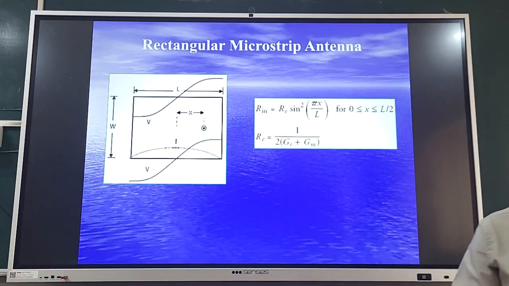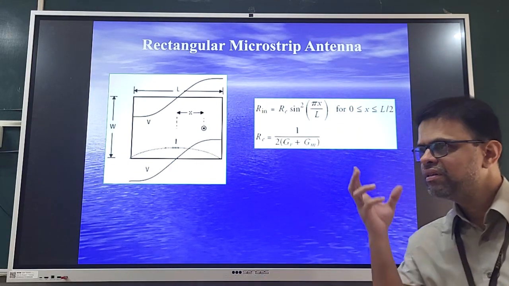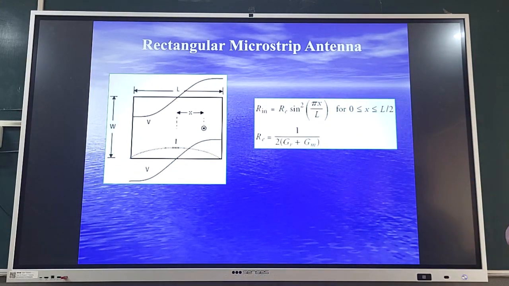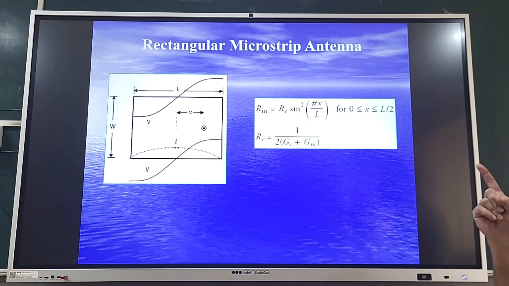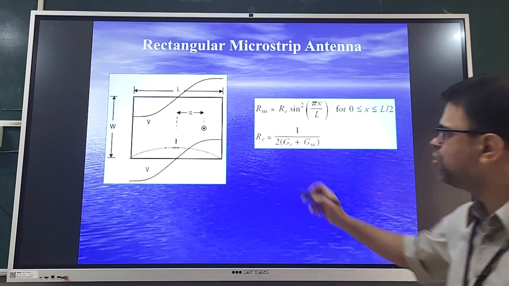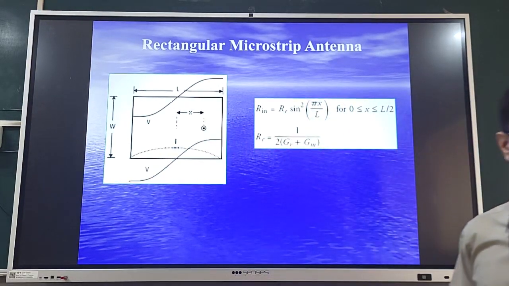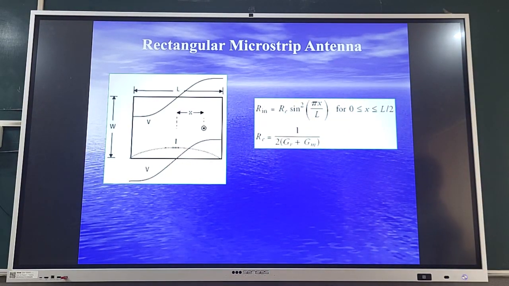Okay, this is how you do the impedance matching of the rectangular microstrip antenna using coaxial feed. Remember, using coaxial feed. Why? Because you are using a coaxial feed over here. Fine. So this related design is done. We have done the impedance matching.